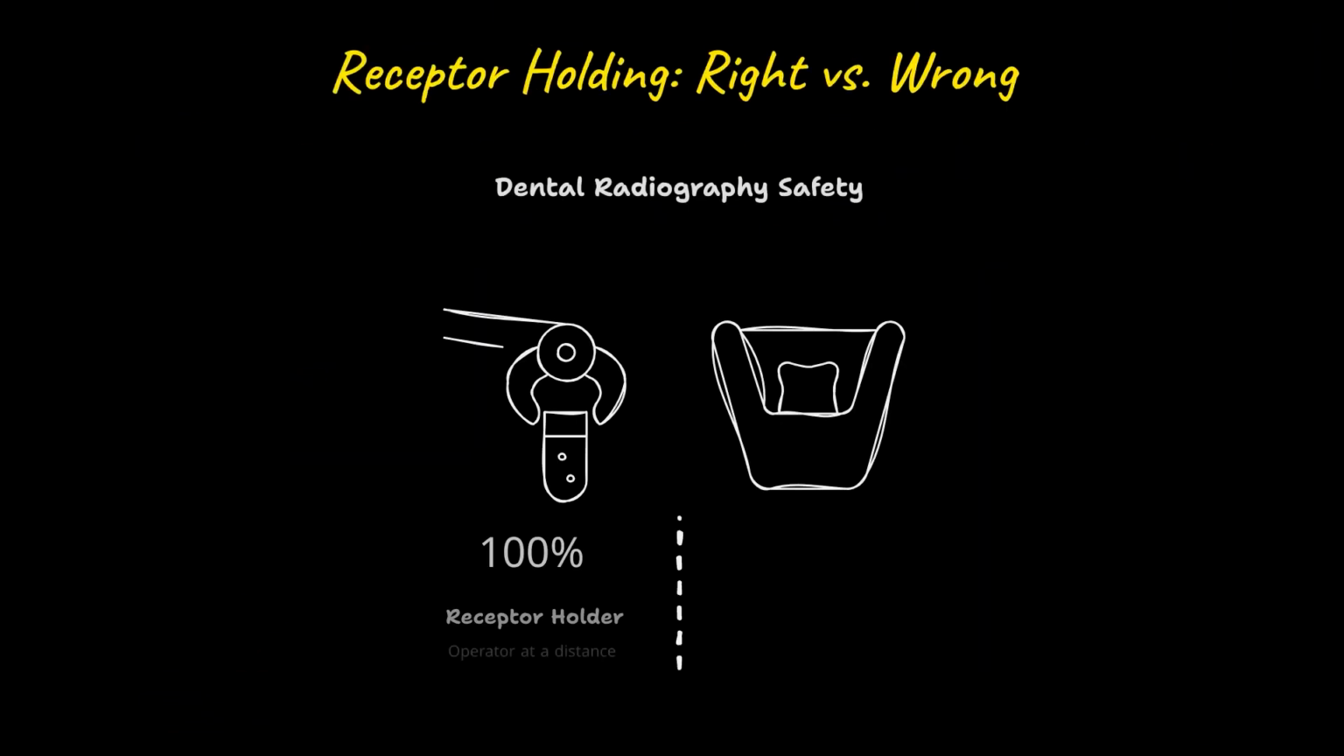A receptor holding device grips the sensor or plate and stabilizes it in the correct position without any fingers entering the radiation field. The operator stands safely at the control panel. The holder does the work the hand must never do.